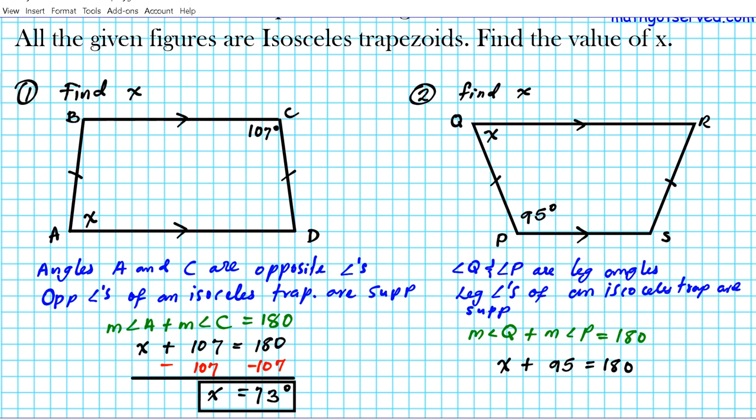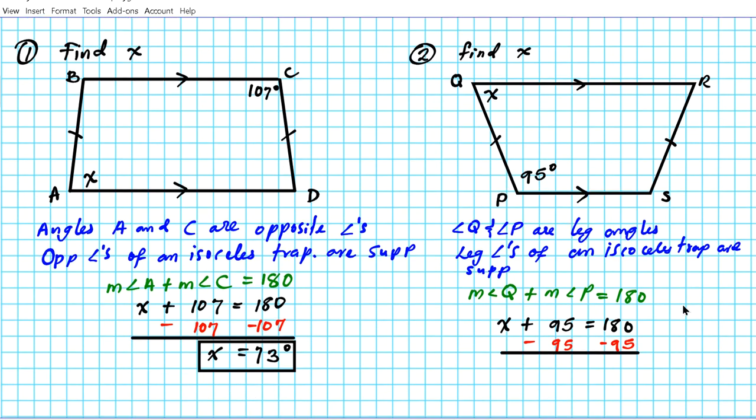Now to get x by itself, we're simply going to subtract 95 from both sides of the equation, and that will result in the isolation of x, the solved state of our equation. So we're going to have x equals 180 minus 95, which is 85 degrees. So basically that is the value of x in this isosceles trapezoid.